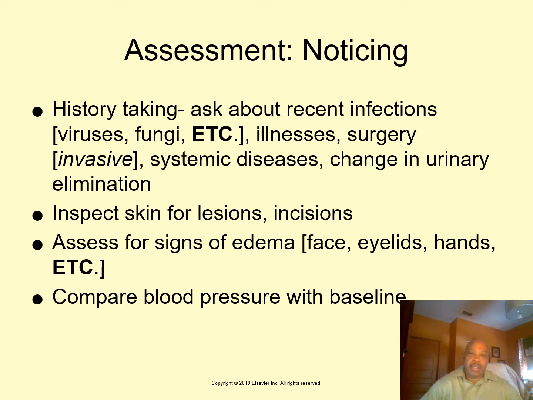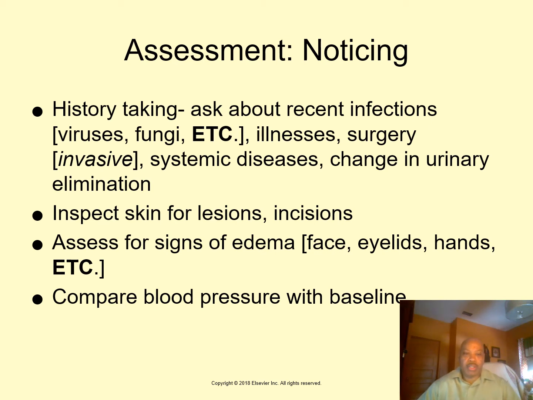There's also systemic diseases we want to ask them about. Maybe the patient was diagnosed with lupus, maybe HIV or what have you. And also if the patient had any changes in urinary elimination. Maybe they're not voiding as much as they normally have in the past before becoming ill. We also want to inspect the skin for lesions, for incisions as well. This can indicate a possible cause of an infection.